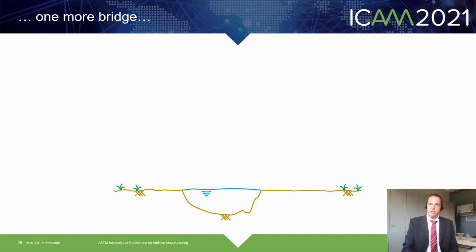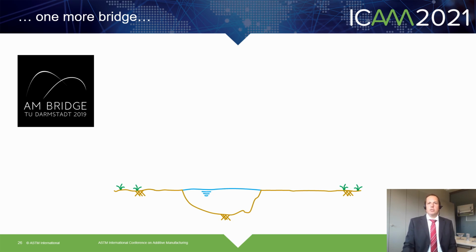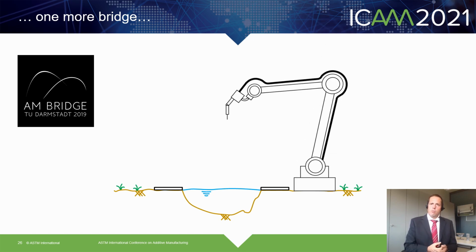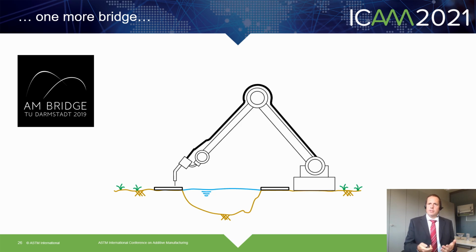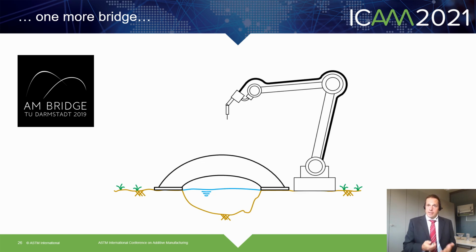And now I want to introduce you to the other printed bridge. The project is called AM Bridge, and we had the idea at the end of 2018. When we started our project, we had in mind to print a bridge over a small creek in Darmstadt, the city of our university. We said, let's put two steel plates on each shore, let's put a robot on one shore, and then let's print a bridge of steel. And yes, we wanted to print a bridge directly on site, without scaffolding, without assembling, only with a robot.